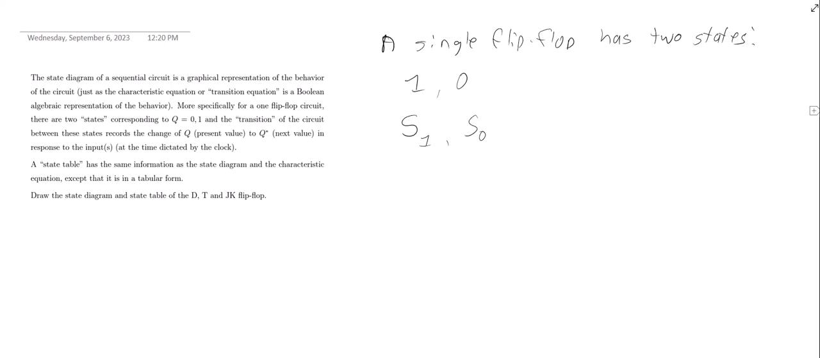So let's see. We are supposed to do the state diagram and state table for D and JK flip-flop. A state diagram and state table are different ways of representing our flip-flops. So let's do the D first, but to do the D, we will need its characteristic equation, which we didn't get a minute ago. We'll get it here.